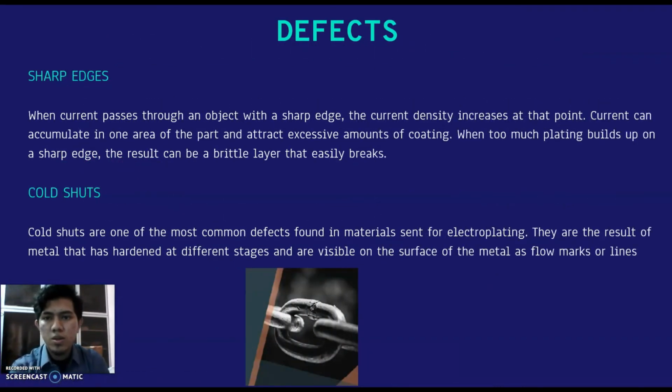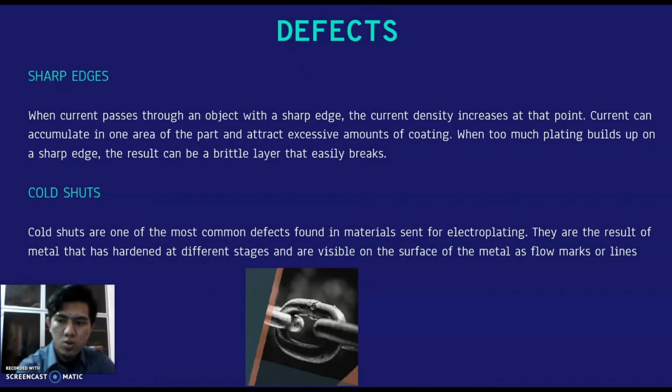We continue with the second topic for me, which is defects of the electroplating process. The first defect is sharp edges. When the current passes through an object with sharp edges, the current density increases at that point. Current can accumulate in one area of the part and attract an excessive amount of coating. When too much plating builds up on the sharp edges, the result can be a brittle layer that easily breaks. So it means that sharp edges can easily break the product of the electroplating process.